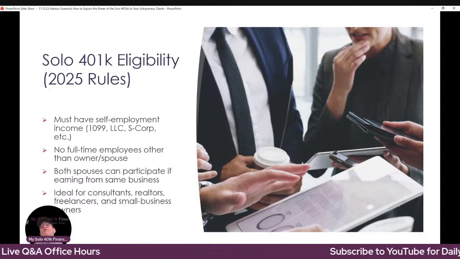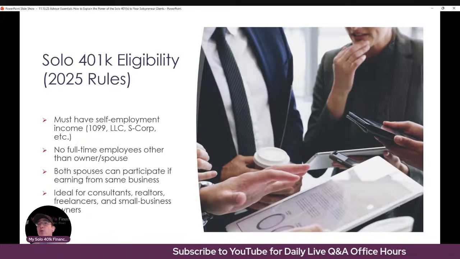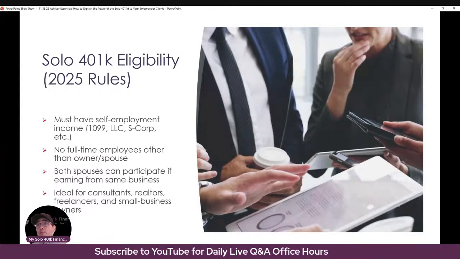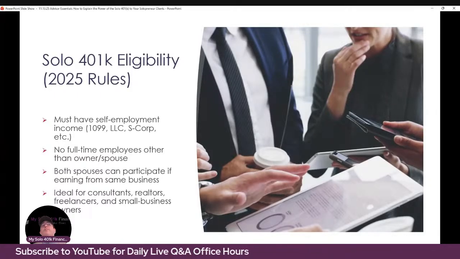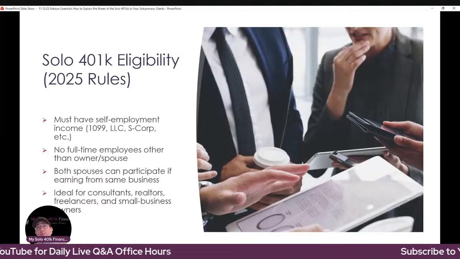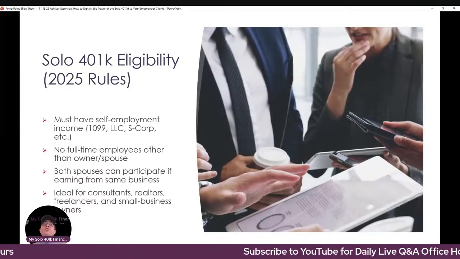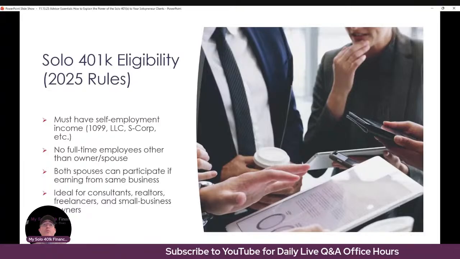And it goes back to the foundation, right? The 401k plans are for employees, solo 401k plans are for self-employed individuals. So you need to have that earned self-employment income, that employee income, you could think of it, to be able to qualify to set up a solo 401k.